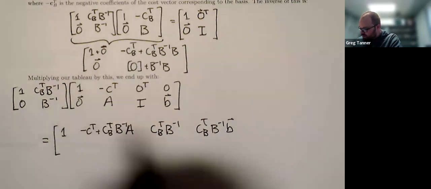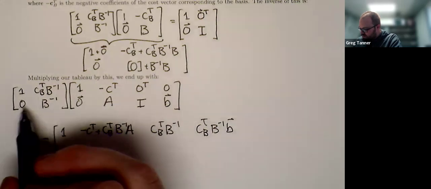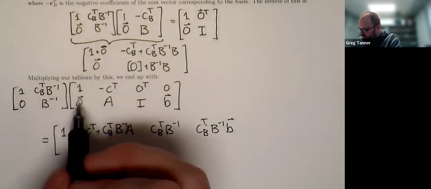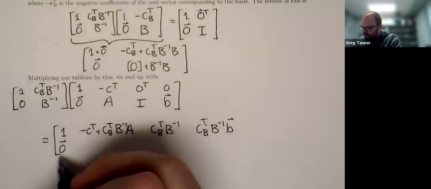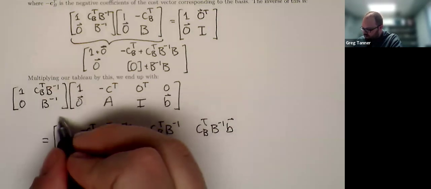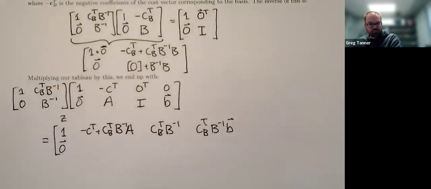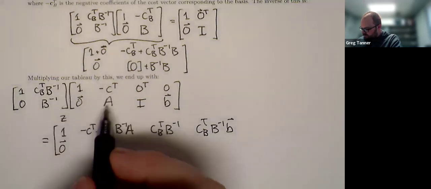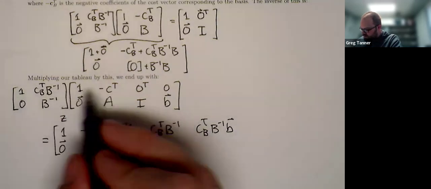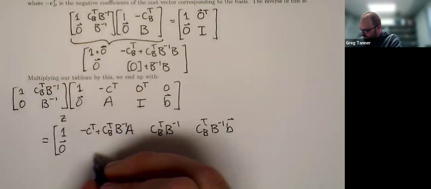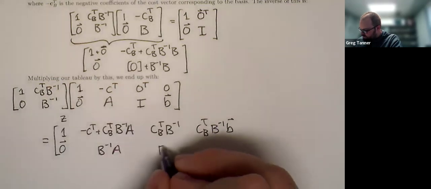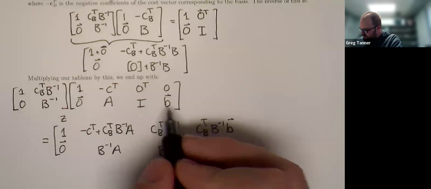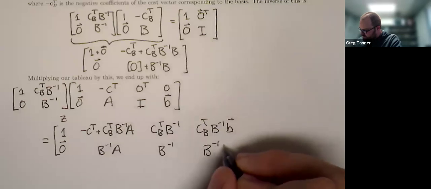Now let's go ahead and do the bottom row. So we're multiplying by 0 and B inverse. 0 times 1 is 0. B inverse times 0 is 0. And so we get 0 there. And that corresponds with what we expect. We expect the first column that corresponds to our Z to always be 1 followed by zeros. Now we'll take this times this, and this 0 will essentially zero out everything in the top row, and we'll be left with just B inverse A. And then this times this will give us just B inverse. And this times this will give us B inverse B.